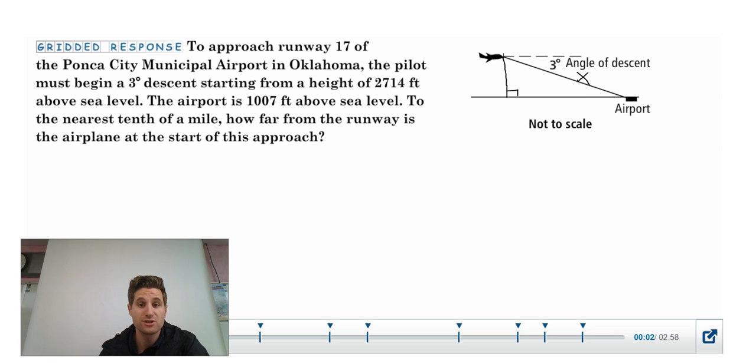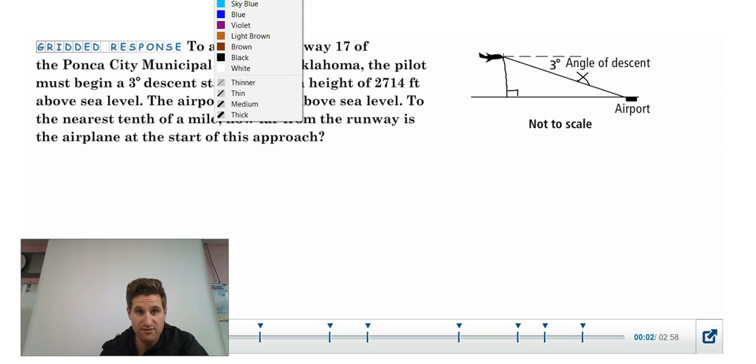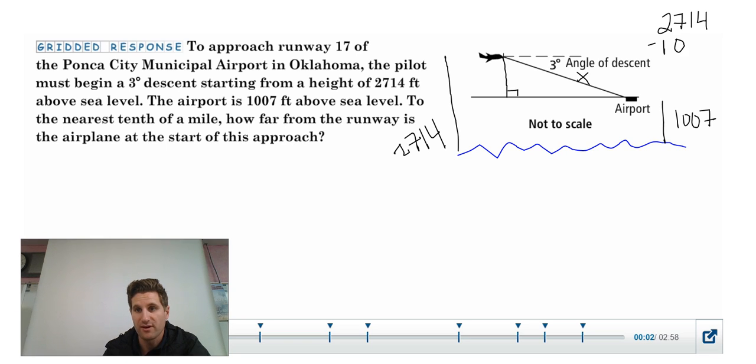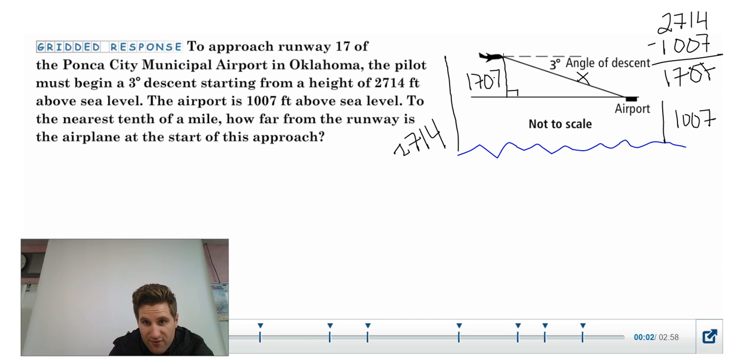We need a number. Now, they told us 2,714 feet above sea level, but the airport's already 1,000 feet above sea level. So, I don't know, let's just say sea level is down here. And we are going to say this is about 1,007 feet. And then from here to here is 2,714 feet. So what's this distance? We can subtract this from there, and we get 2,714 minus 1,007, and we get 1,707. So we get 1,707 for this measure right here.